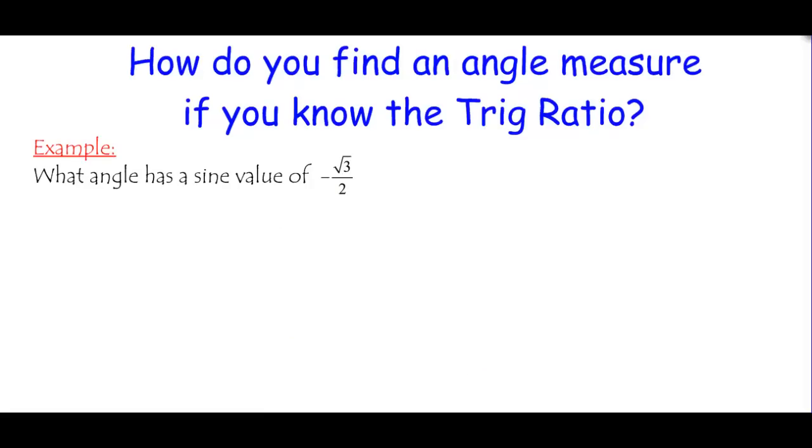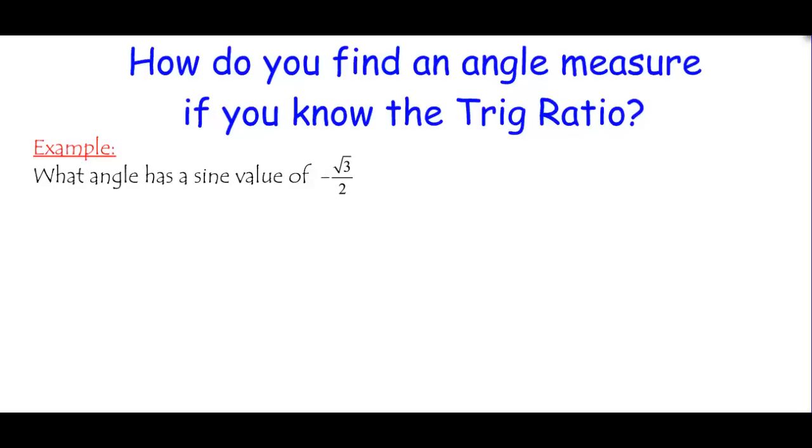So now let's go a little bit more generic. How do you find an angle measure if you know the trig ratio? Let's not worry about word problems or having an actual triangle. What if I just give you a value? So I'm going to give you an example. What angle has a sine value of negative root 3 over 2? This is going from our last lesson, 13.3, when we talked about the unit circle, and this should be really familiar as a unit circle value.